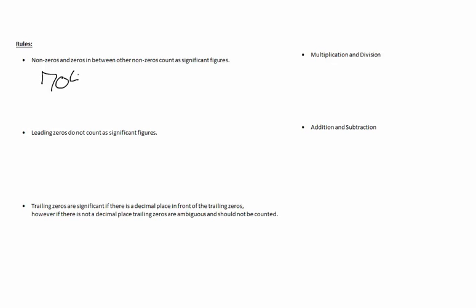Let's say we have 704.001. So if we read the rule again, it says non-zeros and zeros in between other non-zeros. So if we were to count up significant figures, we would see that we have a non-zero here and zeros in between another non-zero. So these zeros are going to be considered significant figures. For this number, we're going to have 1, 2, 3, 4, 5, 6 significant figures.